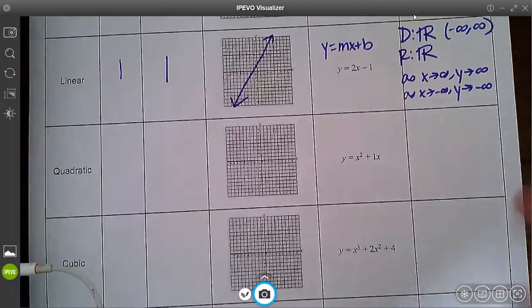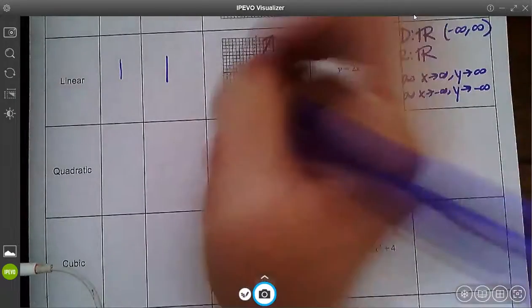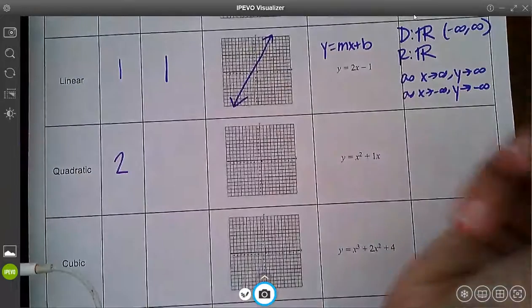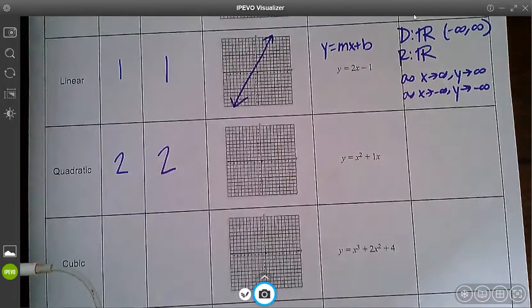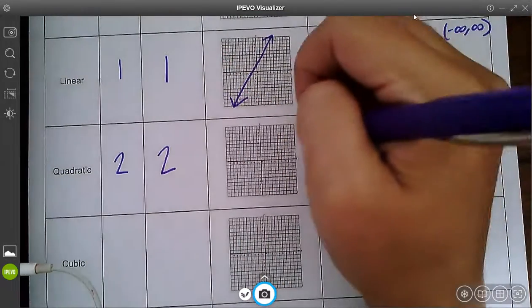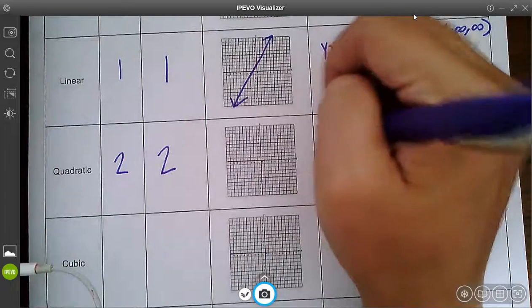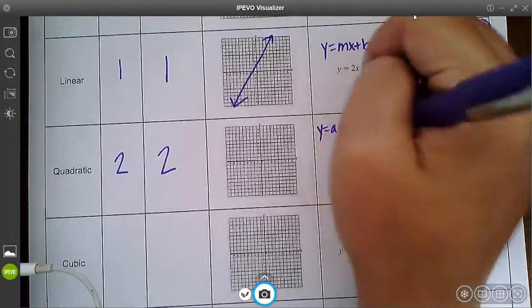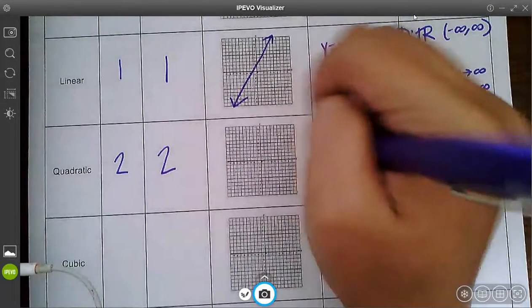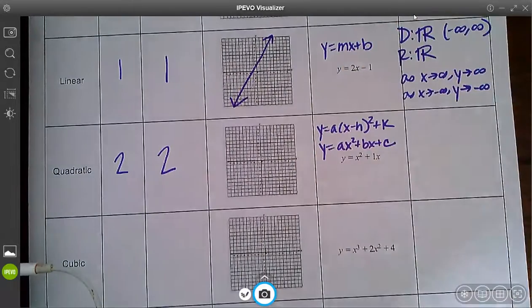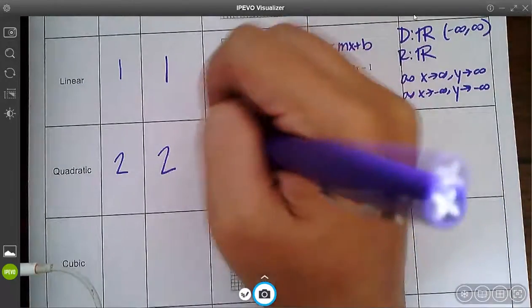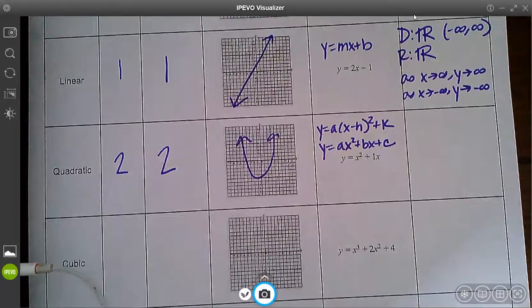The next one, a quadratic, has at least one x squared, so that is degree 2. And it has a maximum number of 2 zeros, or 2 times it can go through the x-axis. These come in the format of y equals a times (x minus h) squared plus k, that's vertex form, or y equals ax squared plus bx plus c. A quadratic equation is going to look something like this. Remember, it has that nice U shape of a parabola.